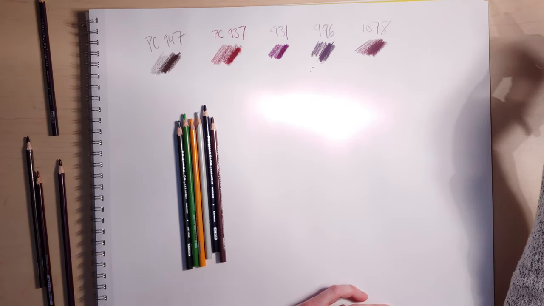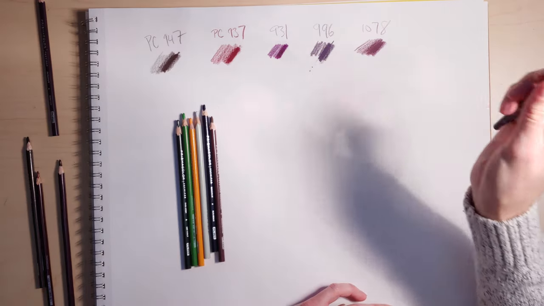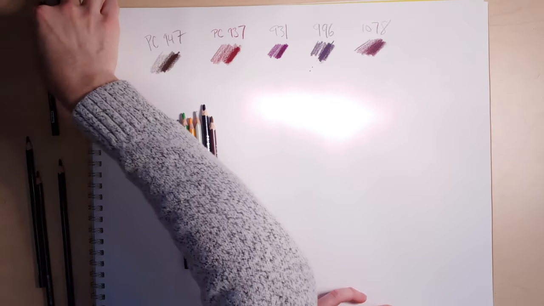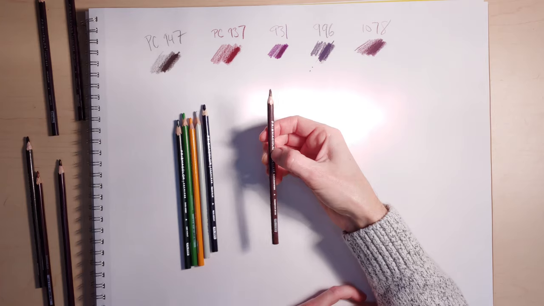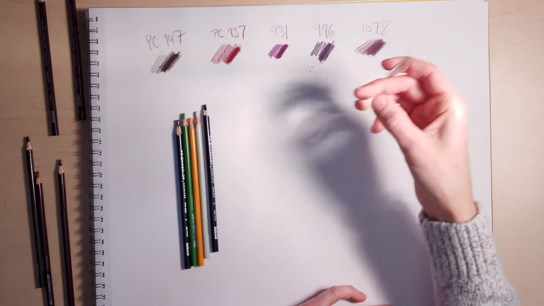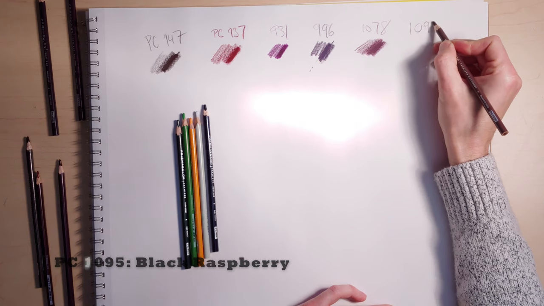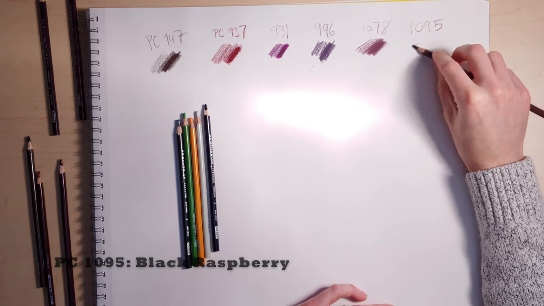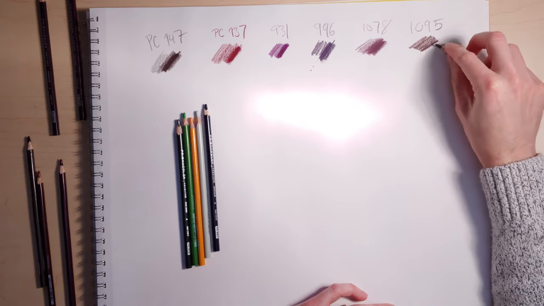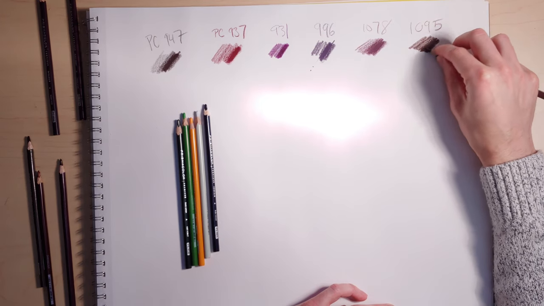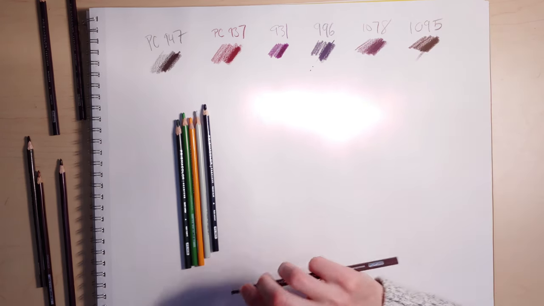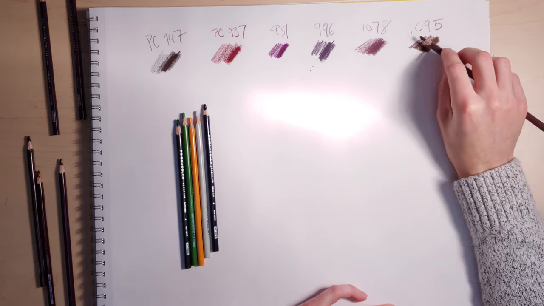It's pretty neutral, way more neutral than the dark violet, a little bit on the reddish side. This one's black raspberry, which is 1095. This one kind of has a brown tendency, closer to the umber, but a little more saturated. Also pretty nice.